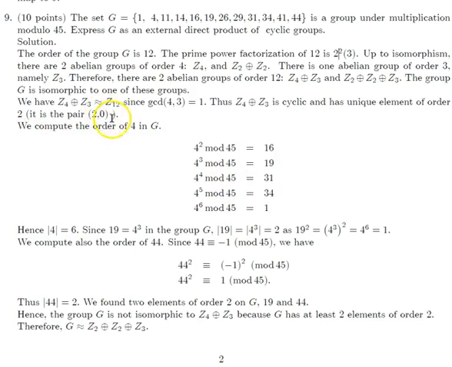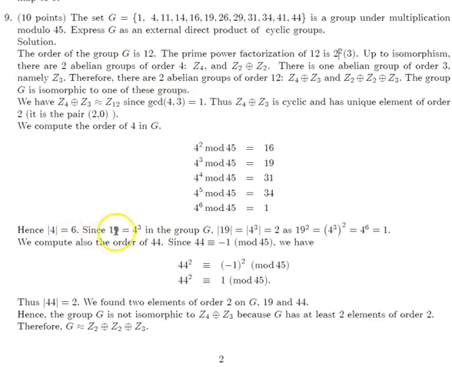We compute some orders of elements in G. 4 squared is 16, 4 cubed mod 45 is 19, 4 to the 4 is 31, 4 to the 5th is 34, and 4 to the 6 is 1. This shows that the order of 4 is 6 in this group, G.